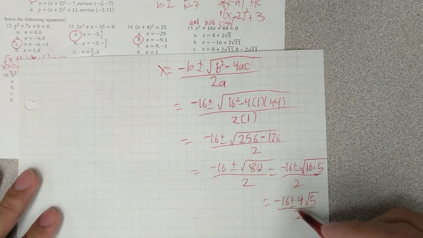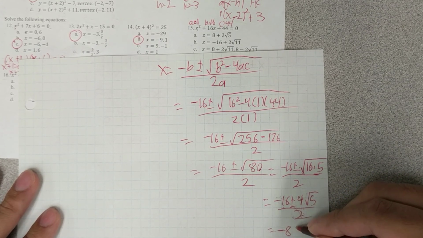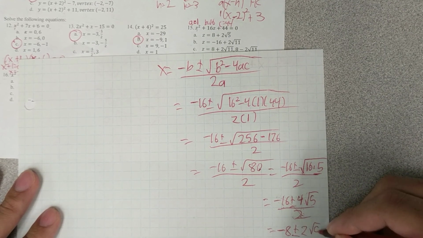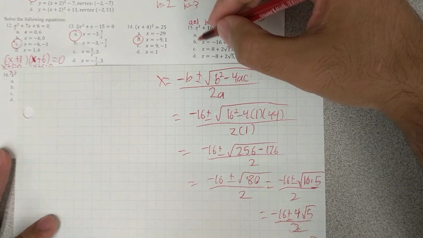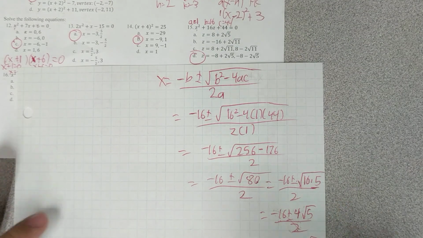Okay, and then now when I divide by this 2, because these are separate terms, the plus minus sign separates them. This means both parts of it get divided by 2. Okay, so negative 8 plus 2 radical 5, or negative 8 minus 2 radical 5. So that looks like choice D.